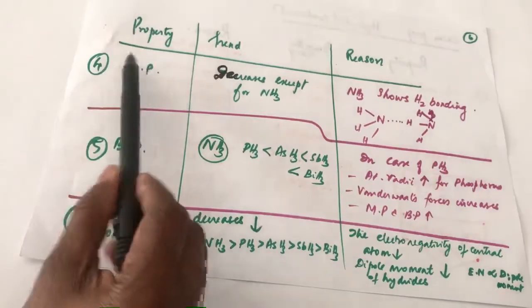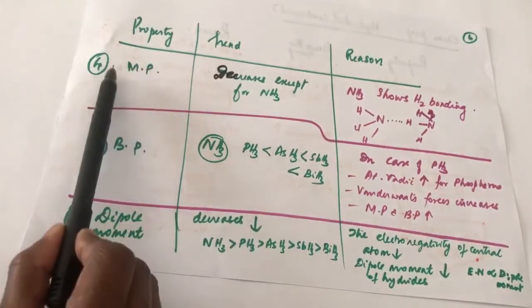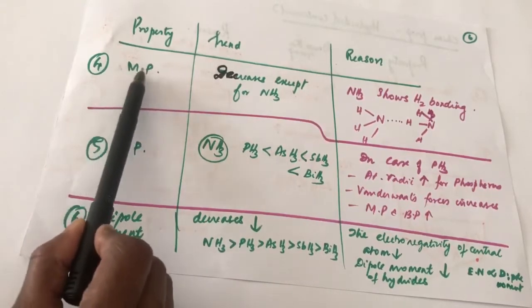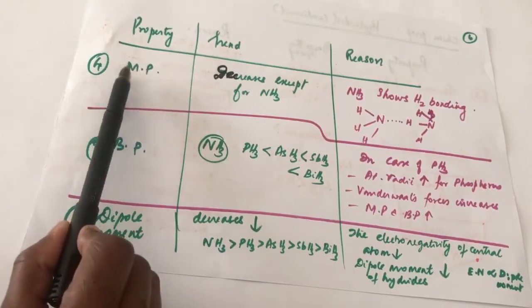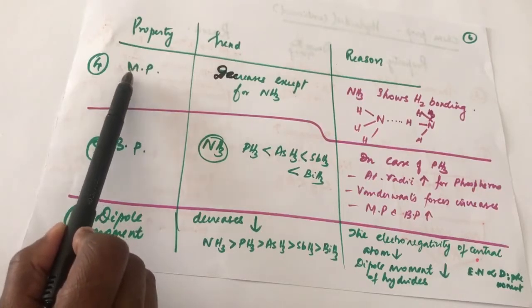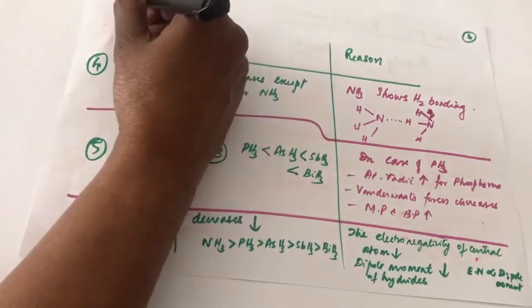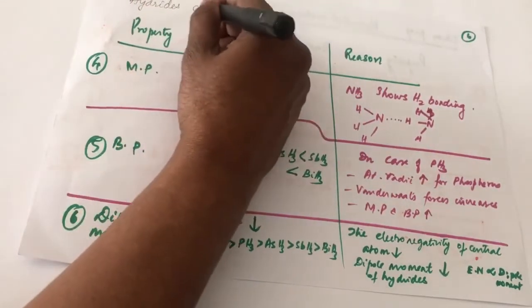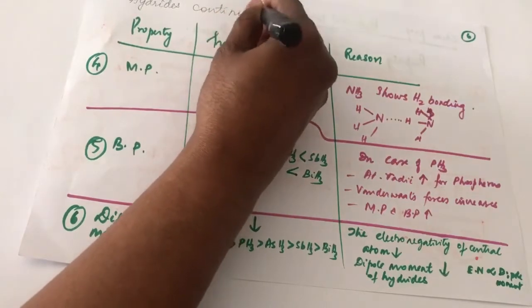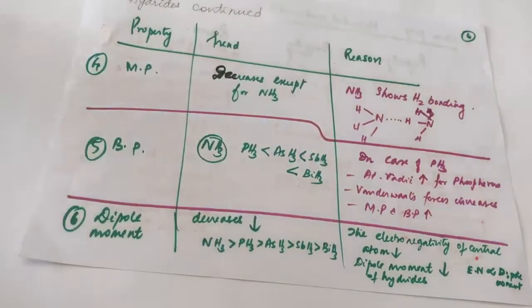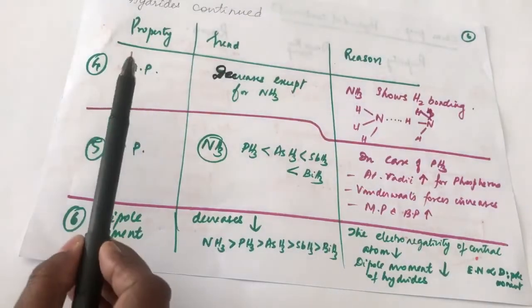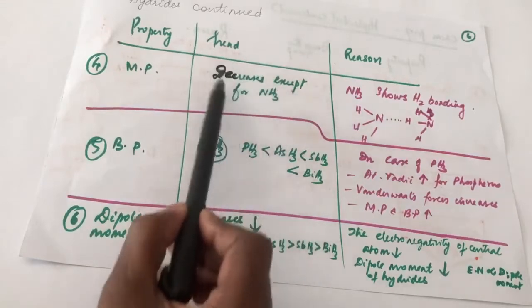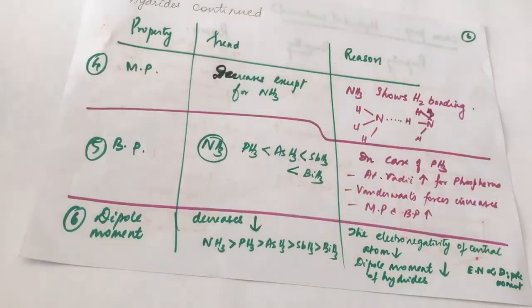Okay, so now the melting point. These are the hydrides. I told you, hydrides continued. So we are talking of the melting point, not of nitrogen, phosphorus and all. We are talking of the hydrides. Here we are continuing with the hydrides. Here we can see that the melting point decreases except for NH3. You have this table here.